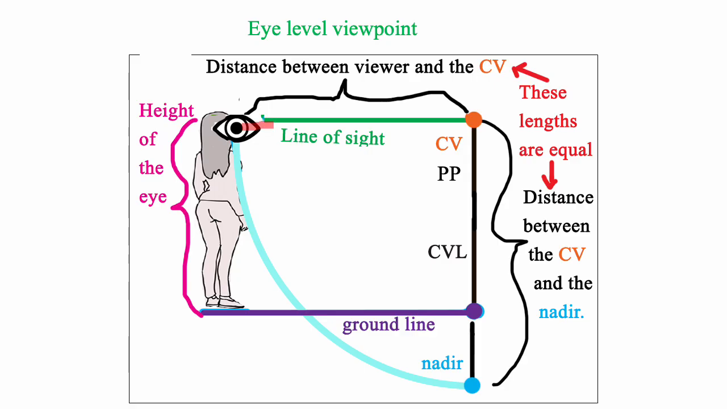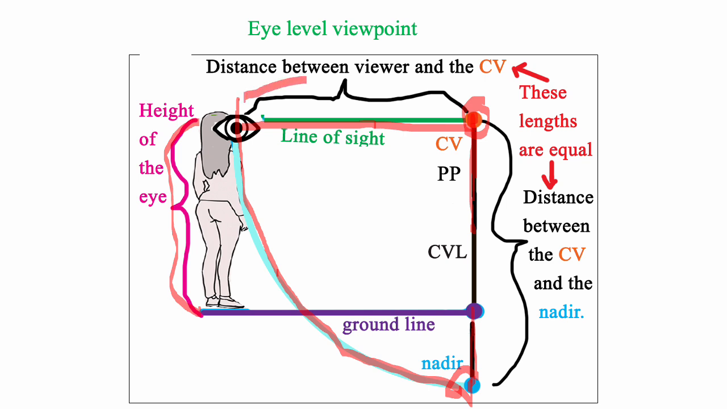Here again we have the eye and the line of sight going to the center of vision, which lies on the picture plane, that transparent vertical plane. The distance from the eye to the ground line is the height of the eye, or the height of the viewer. Now, if we took this center of vision and used it as the center of a circle and started here at the eye and circled our way down here, where it intersects this vertical line would be the nadir. So the distance between the eye and the center of vision is identical to the distance between the center of vision and the nadir.